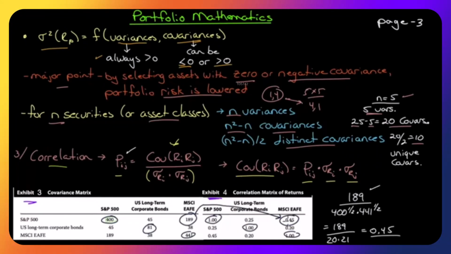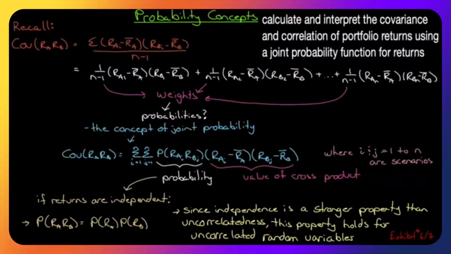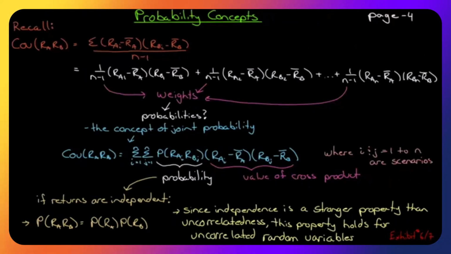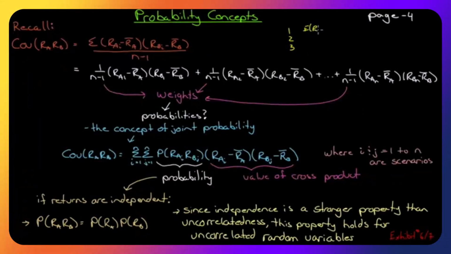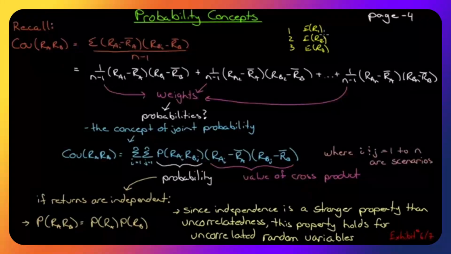Calculate and interpret the covariances of portfolio returns using the joint probability function. We've already calculated the covariance of assets within a portfolio based on their expected return. So we have, let's say, 3 asset classes, 1, 2, 3, and we have expected returns for each specific asset class, R2, and expected return R3, and then we can calculate covariances based on these expected returns.